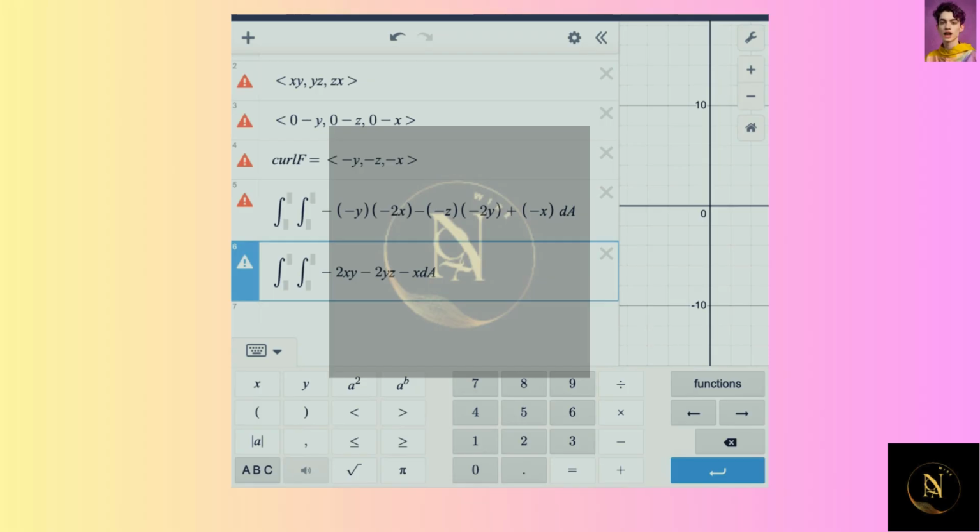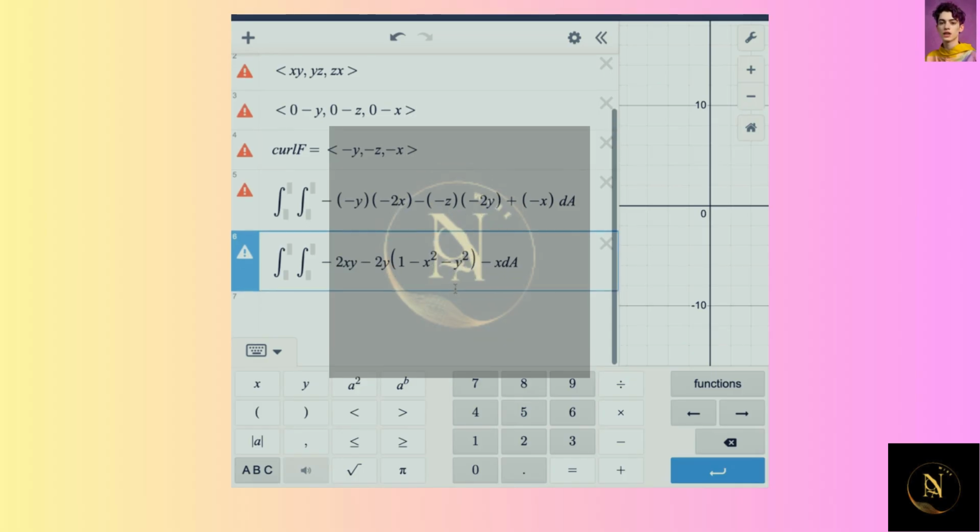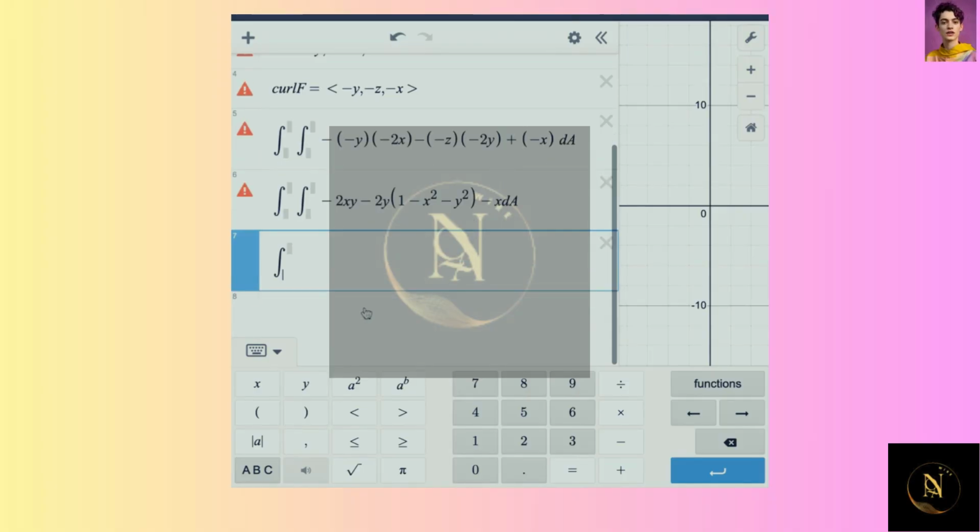We'll substitute z as being 1 minus x squared minus y squared. So we'll put that in right here. And then we can multiply all this out. Then we'll want to use cylindrical coordinates. That'll make things easier. So how we're going to write this is the integral from 0 to pi over 2, because we know this is just in the first octant, and then the integral from 0 to 1.